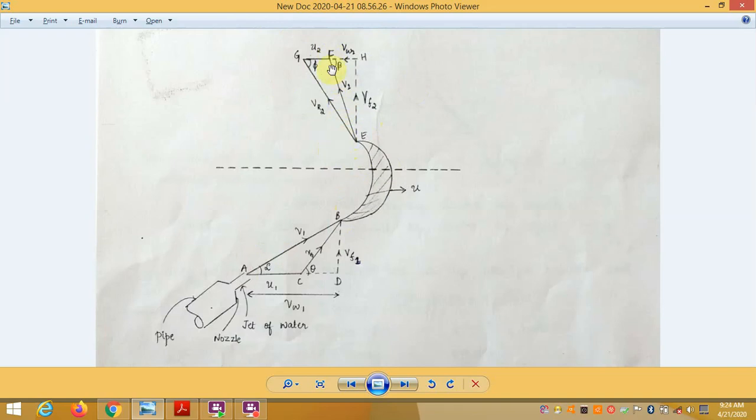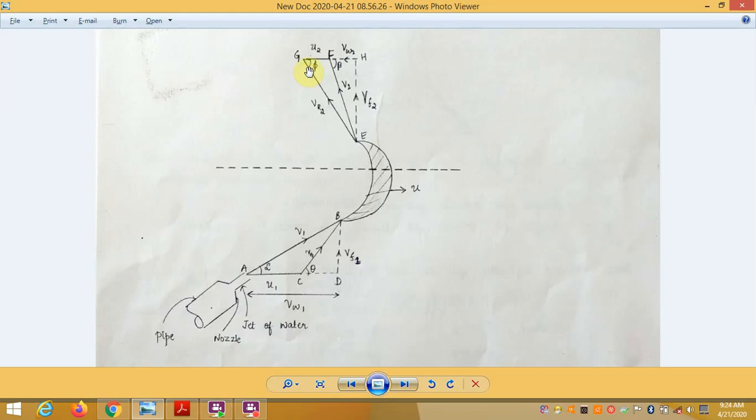Draw EF representing the absolute velocity, that is V2. Here it is V1 and this becomes V2 at the outlet. Draw FG. So draw the FG horizontal line representing the velocity of the vane at outlet, that is called U2. Here it is U1 and it is called U2. Then that will be the same as that of U1.